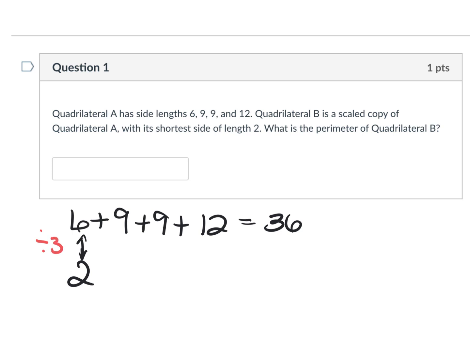So we can also divide all those other sides by 3 to figure out the 4 side lengths for quadrilateral B, or we could just divide the perimeter by 3, and that will give us the new perimeter. So 36 divided by 3 is 12. So my new perimeter is 12.